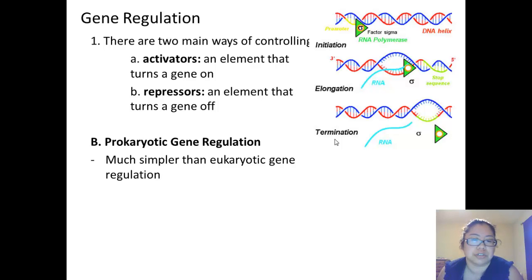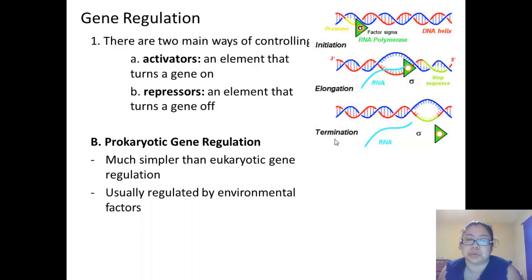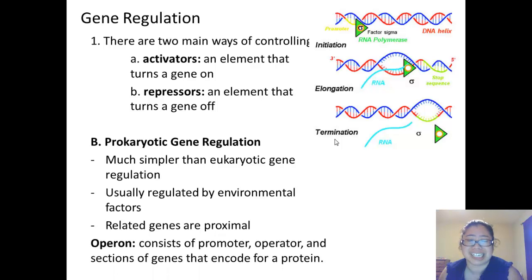Prokaryotic gene regulation is much simpler than eukaryotic gene regulation because they came first, they're much more basic, and they're usually regulated by environmental factors which will trigger protein regulation on and off. Related genes for encoding one protein are proximal. So if you have a protein that requires 2 or 3 different kinds of genes to compose it together to form one complete protein, the genes are more likely to be next to each other. And that's what proximal means.